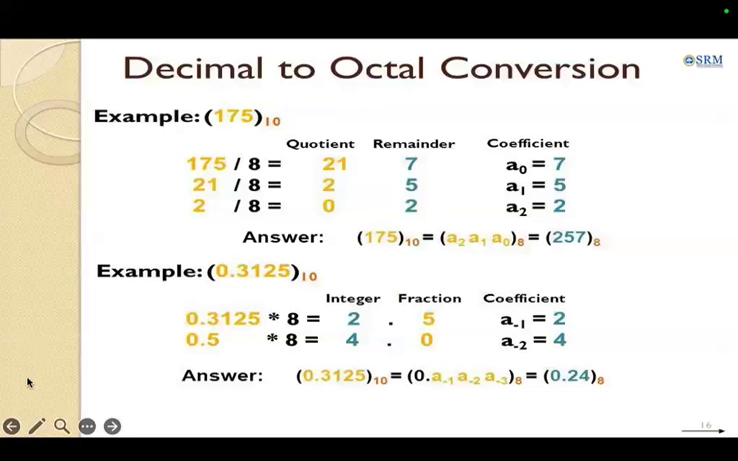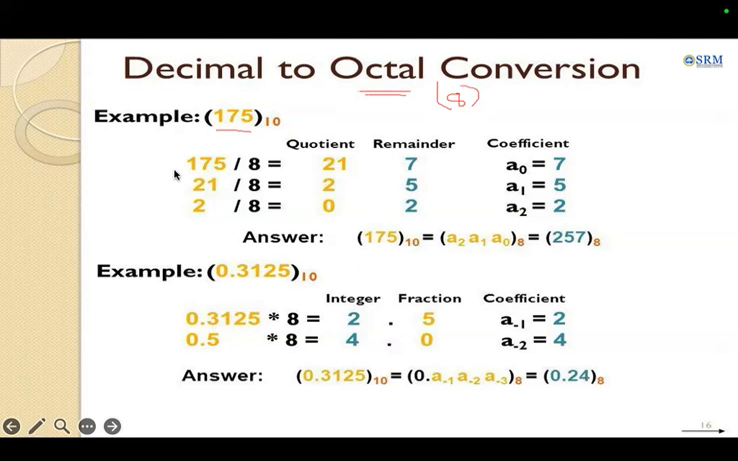And the next conversion is decimal to octal conversion. How to convert decimal to octal? Before that, we have seen decimal to binary. Now it is decimal to octal. Decimal to octal follows the same procedure. Binary means we use base 2; for octal, instead of base 2, you have to use base 8.